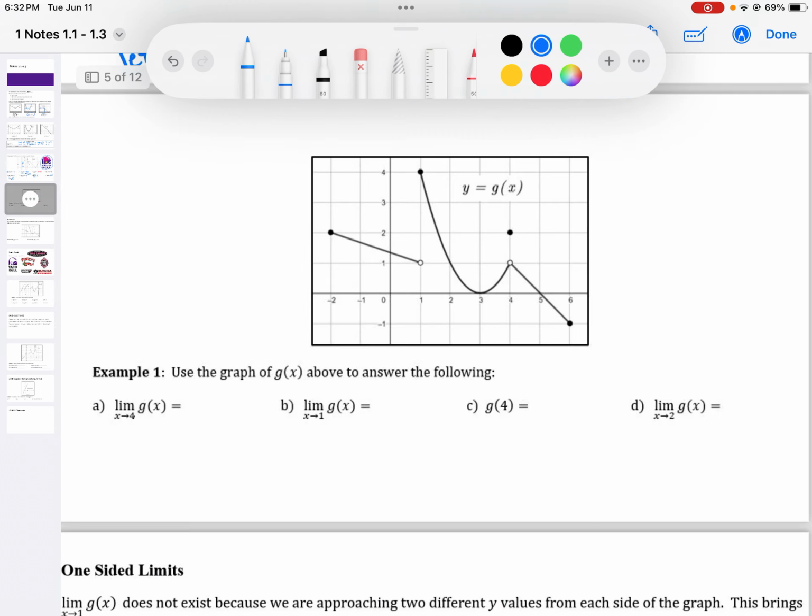All right, this is one I want you to try, maybe on your own. You can pause the video, try these 4, and then come back to it. All right, so now you're back. It says use the graph of g of x to answer these questions.